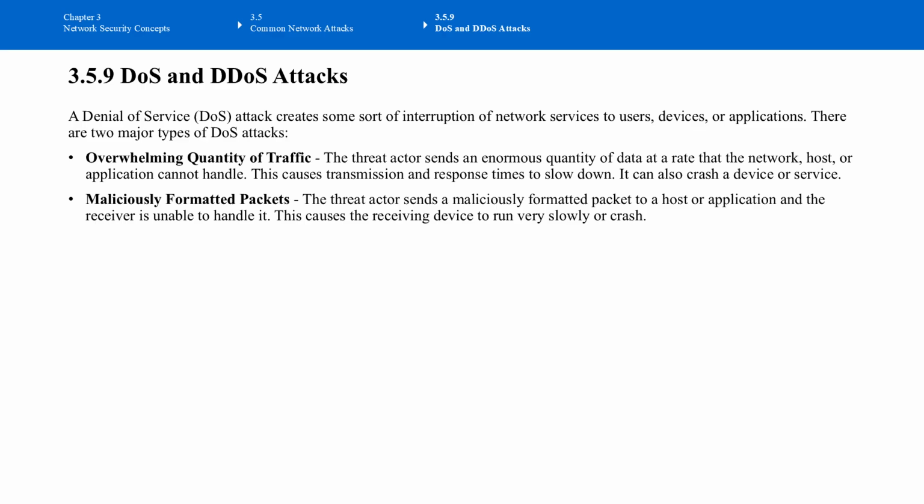A DoS attack attempts to make a network, device, or application unavailable to legitimate users. There are two major types: overwhelming quantity of traffic. The attackers send more traffic than the target can handle. The network or devices become very slow or may completely crash. Maliciously formatted packets. The attacker sends specifically crafted or invalid packets that the receiving system cannot properly process. This may cause the system to slow down or crash.